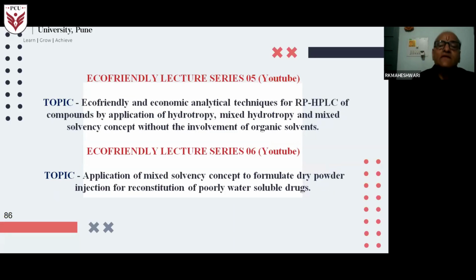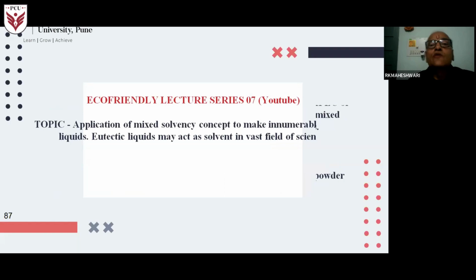Number five is for reverse phase HPLC. Number six is for dry powder injection for reconstitution, pharmaceutics work. Number seven is to make innumerable eutectic liquids. The teachers or researchers who are interested to make eutectic liquids, for what? Analysis, synthesis, formulation, and so on and so forth. It is an art. You will not find these things in any book. You see this YouTube video to have this art. You can make innumerable eutectic liquids.